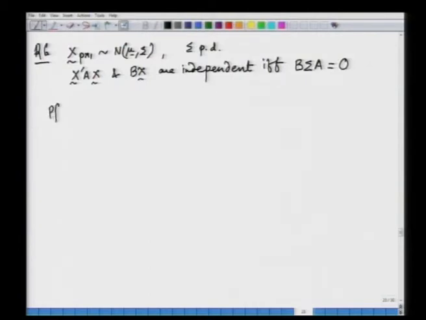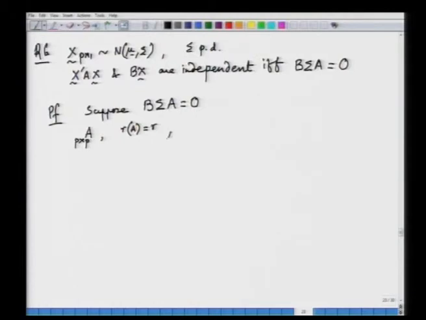So, for the first part of the proof, let us start with the sufficiency part, and we assume B sigma A is in fact null. So, what we do is we consider a rank factorization of A. Now, A obviously is P by P, because X transpose A X is defined. There is no need to consider A of full rank.